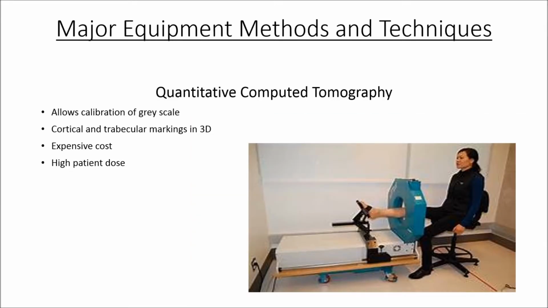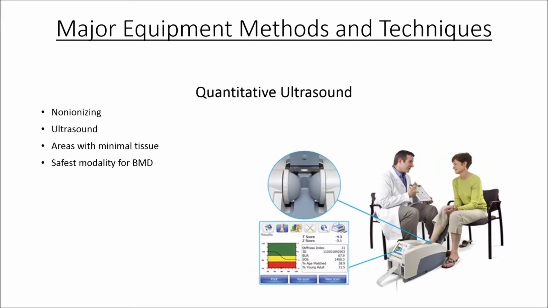This here is quantitative computed tomography, also known as QCT. It is a type of CT scan that allows the calibration of grayscale and uses special software that allows cortical bone and trabecular markings to be visualized on a 3D image. Compared to DEXA, the QCT has a higher cost and also gives the patient a much higher dose.